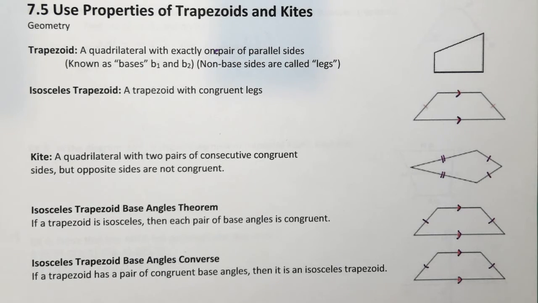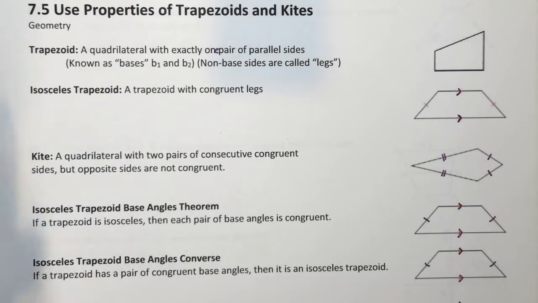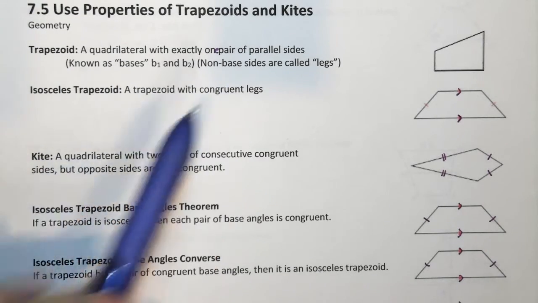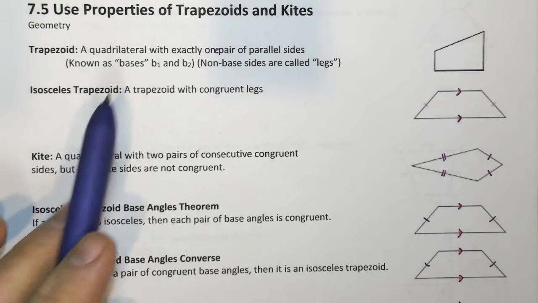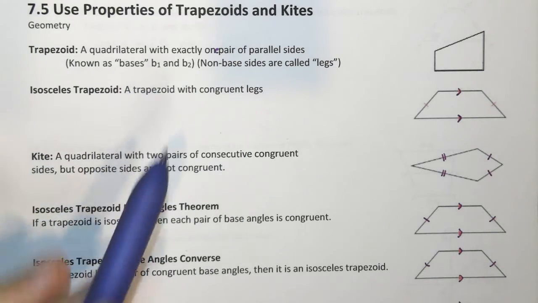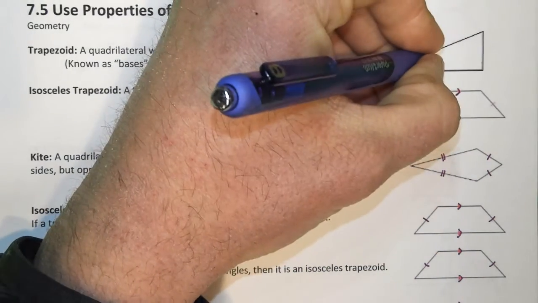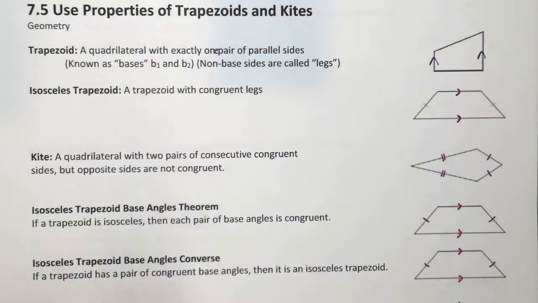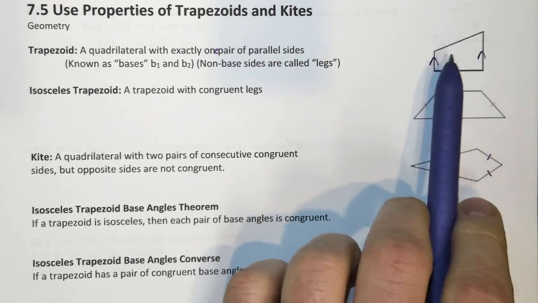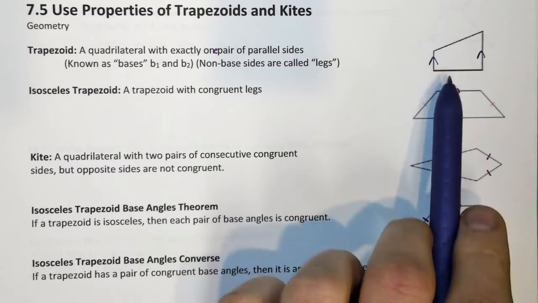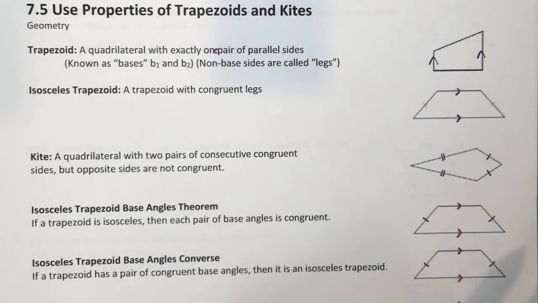Let's start with trapezoids. A trapezoid is going to be a quadrilateral with exactly one pair of parallel sides. Now this is interesting because the way that it is being defined right here is kind of by something that it's not. It needs to have exactly one pair of parallel sides and no more. So that means that you can only have one set. The other set must not be parallel at all, which is what I have drawn here.